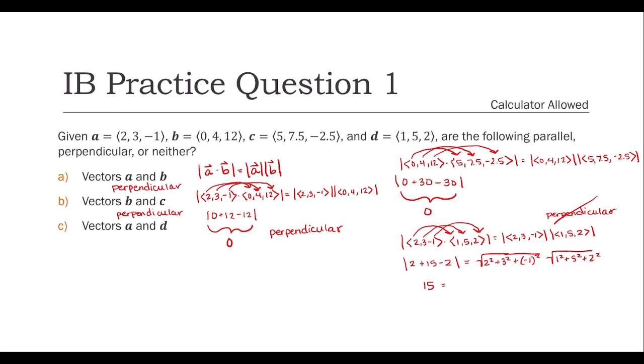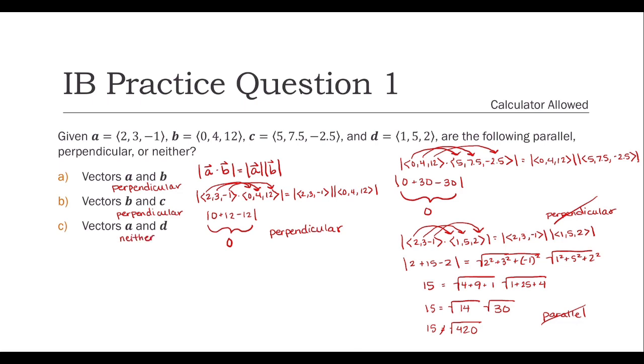And this has to equal the square root of 2 squared, which is 4, plus 3 squared, which is 9, plus -1 squared, which is 1, times the square root of 1 squared, which is 1, plus 5 squared, which is 25, plus 2 squared, which is 4. So 15 equals the square root of 14 times the square root of 30. So that means 15 equals the square root of 14 times 30, which is the square root of 420. And that's not equal to 15, so they're not parallel either. So they're neither.